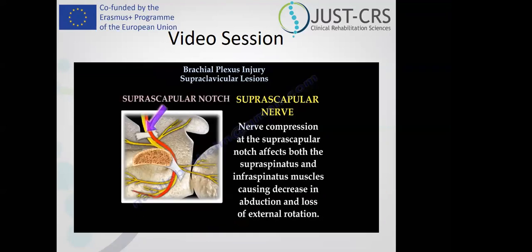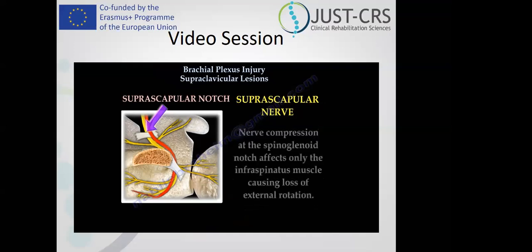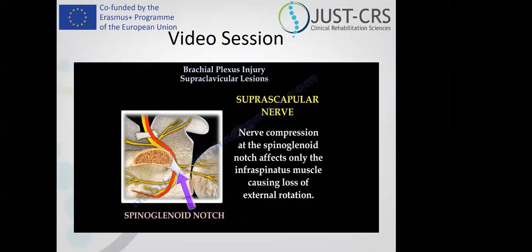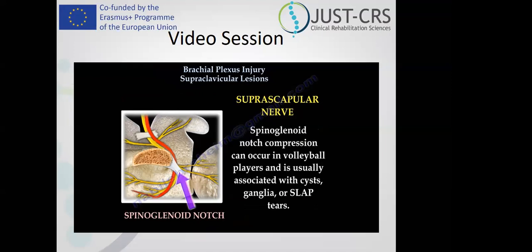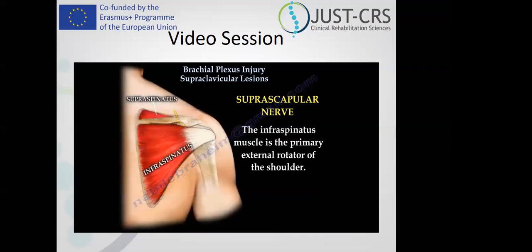Thus, a nerve compression at the suprascapular notch affects the supraspinatus and infraspinatus, causing a decrease in abduction and loss of the external rotation of the shoulder. A nerve compression at the spinoglenoid notch affects only the infraspinatus, causing loss of external rotation of the shoulder. The spinoglenoid notch compression can occur in volleyball players and is usually associated with cysts, ganglia, or even SLAP tears. The infraspinatus muscle is the primary external rotator of the shoulder, as we know.